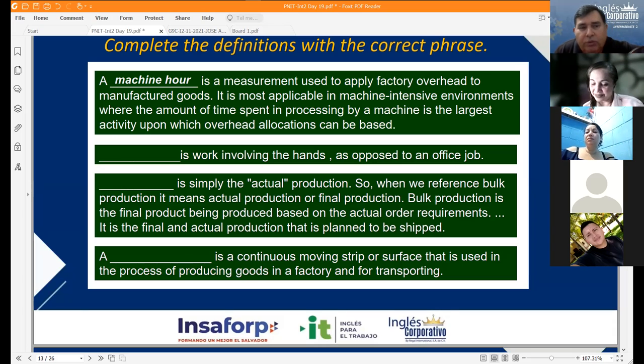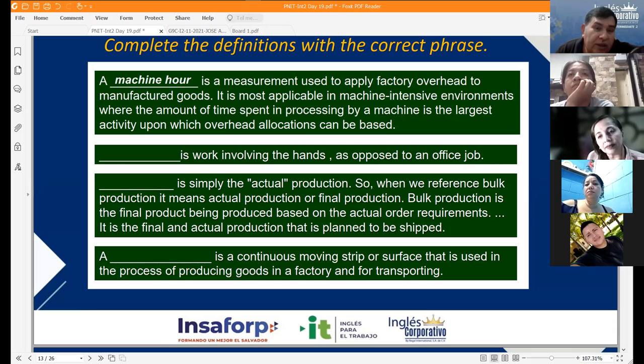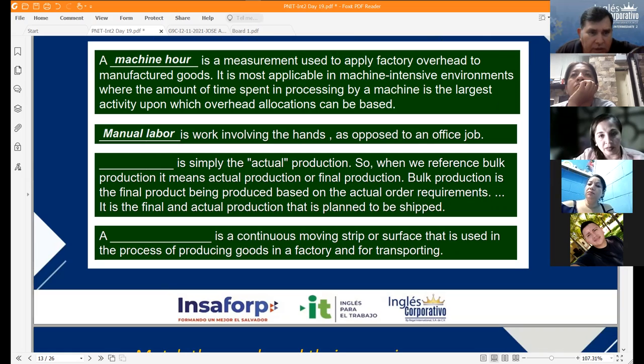So, my friends, what do we say for the second? Who wants to do the second? Volunteer? Manual labor. Okay. Manual labor is work involving the hands as opposed to an office job. Exactly. Yes, of course. Okie dokie. Now, my dear ones, the next one. Who wants to read the next one?